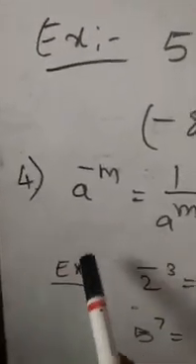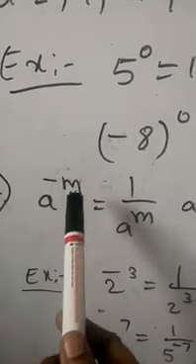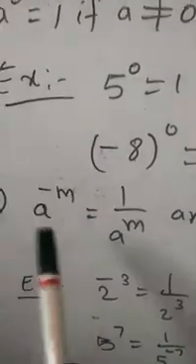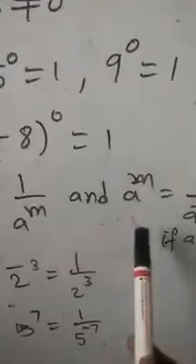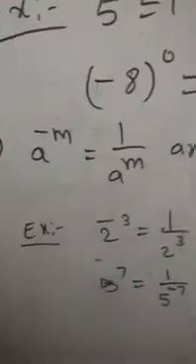Next, fourth point: a to the power of minus m equals, see here, minus power minus m is there, it will become numerator, denominator, minus will become plus. That's why a to the power of minus m equals 1 by a to the power of m, and a to the power of plus m equals 1 by a to the power of minus m, if a not equal to 0.